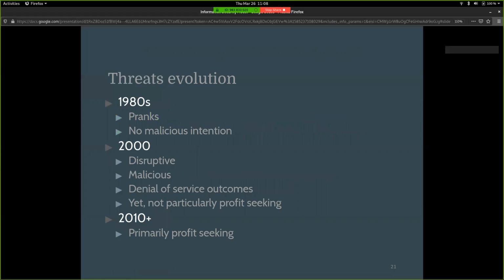These started out as pranks back in the 80s. Not a whole lot was connected to the internet in the 80s. In the 2000s, these are mostly just disruptive, like denial of service attacks, trying to prove a point that there were issues or there were vulnerabilities. And now we can see that over the last 10 years, these are mostly profit seeking by folks.